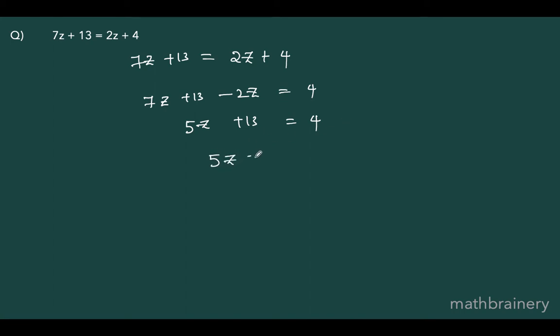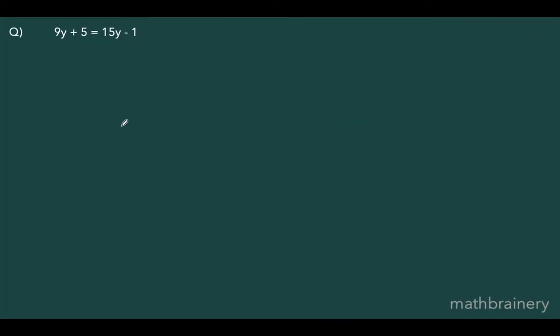So 5z will be equal to 4 minus 13. What is 4 minus 13? Minus 9. 5z is equal to minus 9. What does this imply? z must be, that is this 5 which is in multiplication here will be transposed to the other side as division. This will be minus 9 by 5. So the value of z in this case is minus 9 over 5. Let's look at the next question.